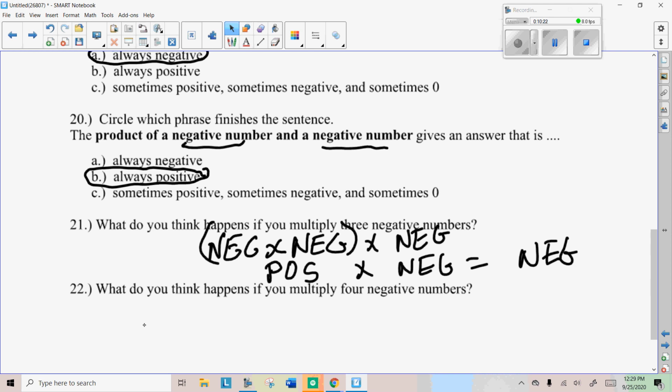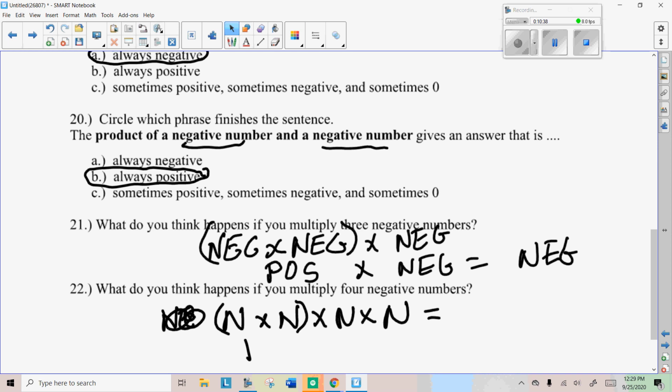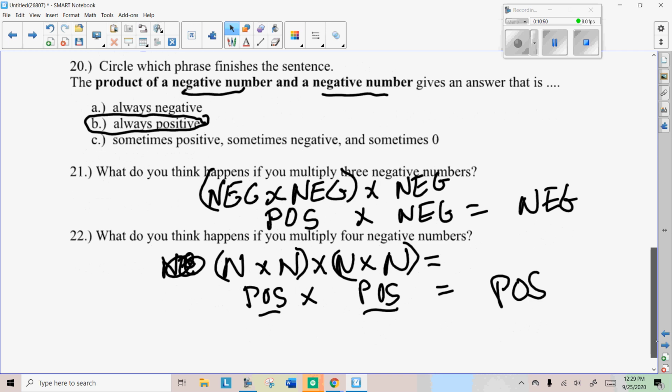Okay, what about 4 negative numbers? So 4 negative numbers. So I'm just going to use n now. How about that? A negative times a negative times a negative times a negative. I think you guys are thinking ahead of me, but those two would be a positive, right? Those two would be a positive because a negative times a negative is a positive, and definitely a positive times a positive is positive. We are used to that.